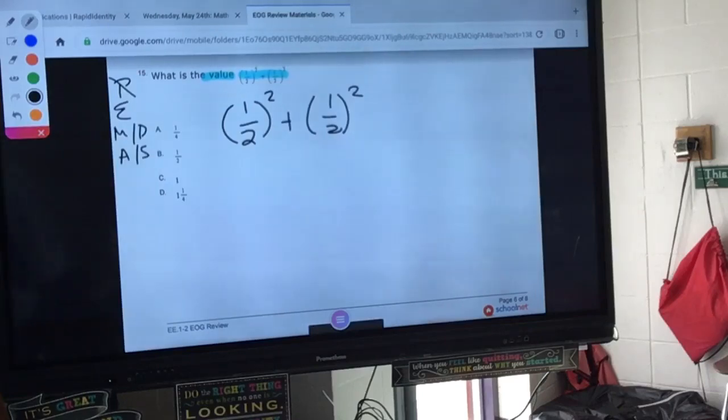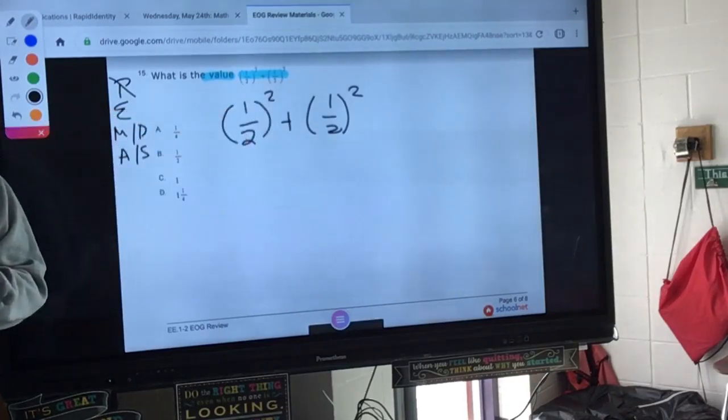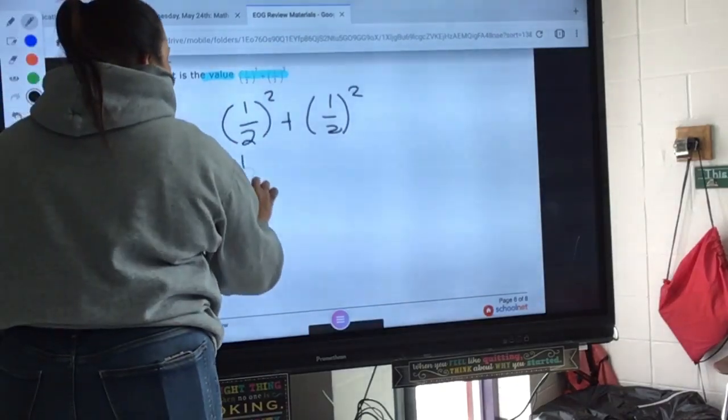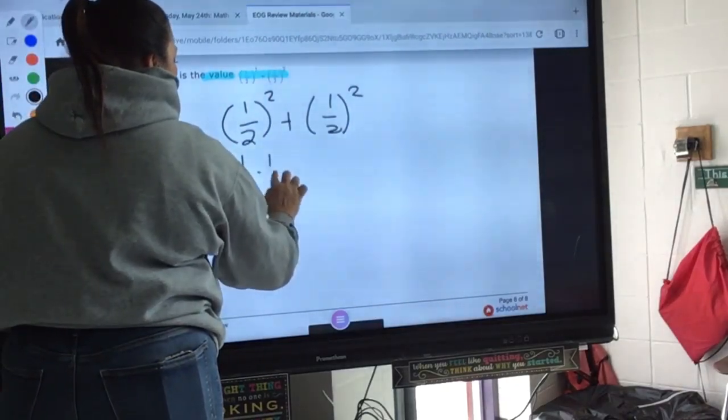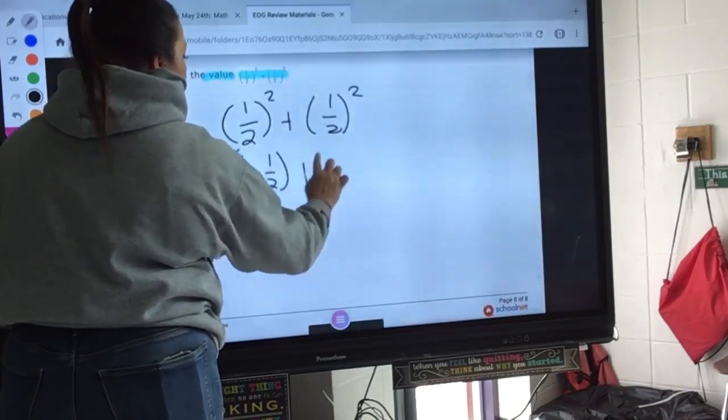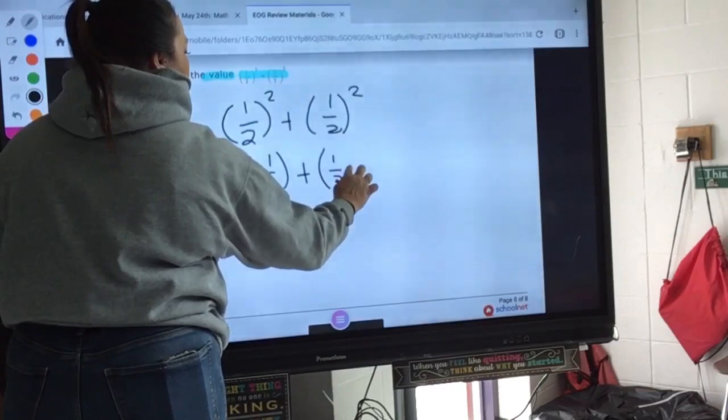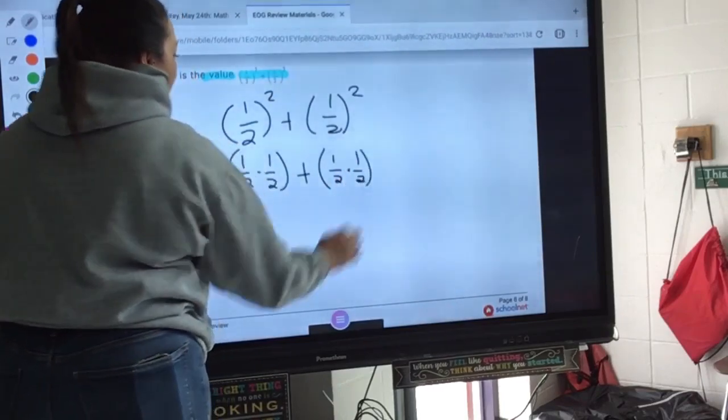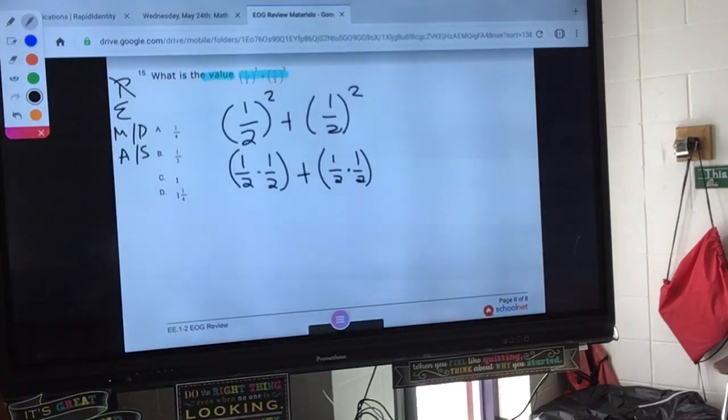What do we have? What are the little numbers? Exponents. So this becomes half times half plus half times half. All right, well, what is half times half? Solve that problem. Stand up when you have your answer.